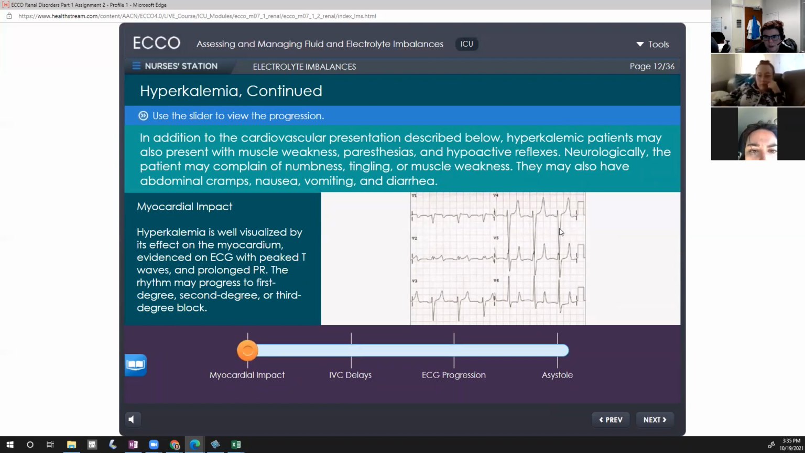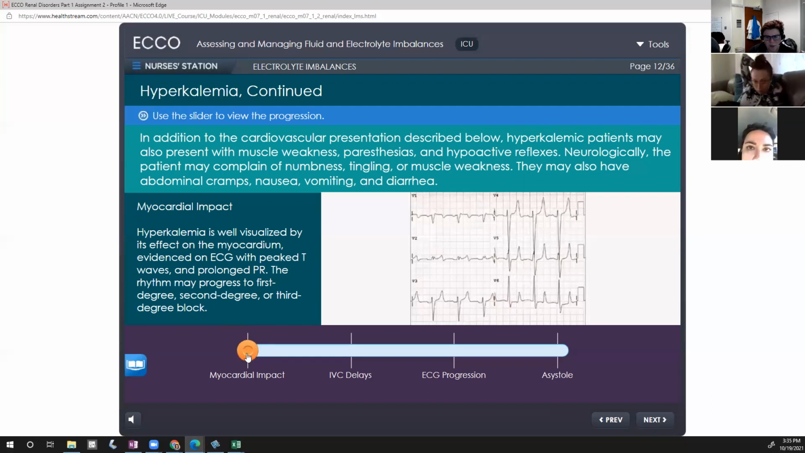So you will see peaked T waves. You can see them here. So if you're looking at the monitor or you get a question that's got an EKG in it and they may ask about electrolytes, just remember that peaked T waves can be something that you might see on the test as an indication for hyperkalemia.